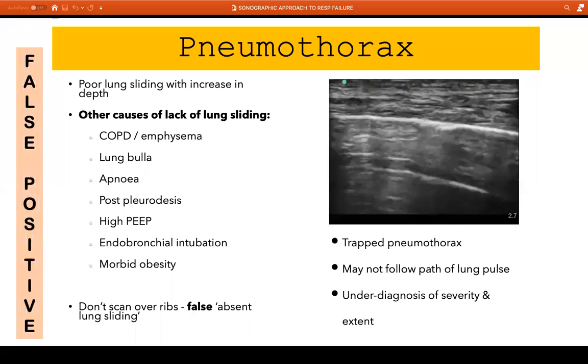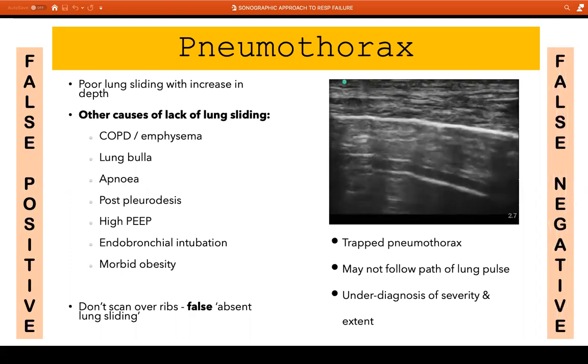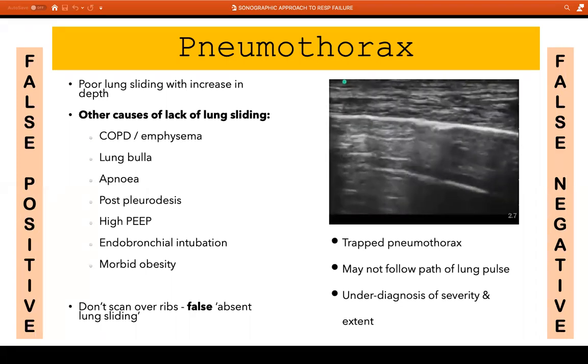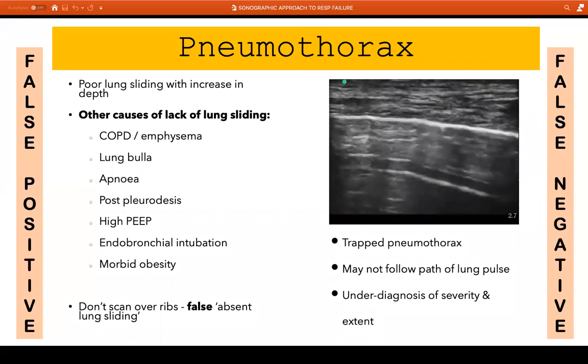But diagnosing pneumothorax with an ultrasound has its own challenges. It can be false positive or false negative. Because if you follow the lung sliding, the quality of the lung sliding will worsen. Lung sliding will become more and more poor with the increase in the depth.